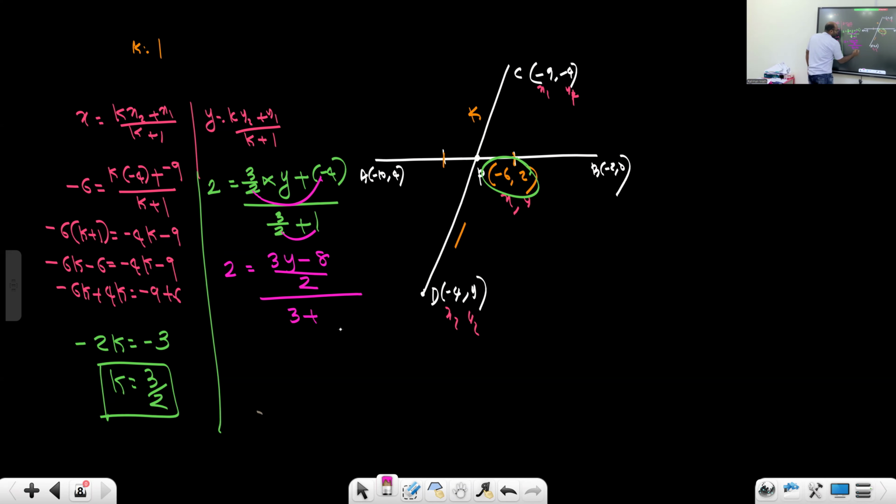3 plus 2 by 2. This 2 and this 2 cancel. Clear or not? LCM I took. What is the balance? 2 equal to 3y minus 8 by 5. Now 5 you transpose, then you proceed. Remaining things you will get.